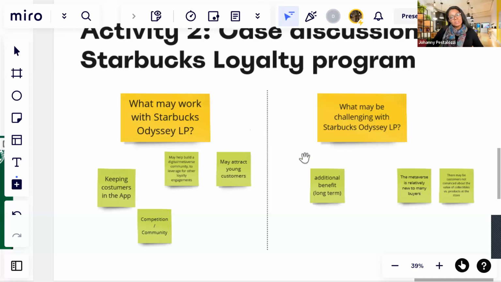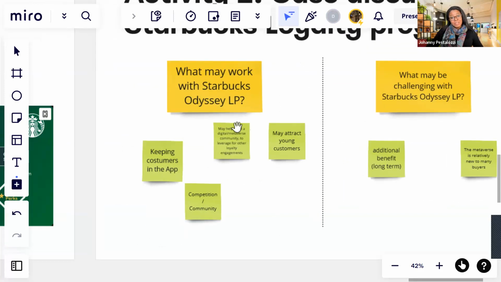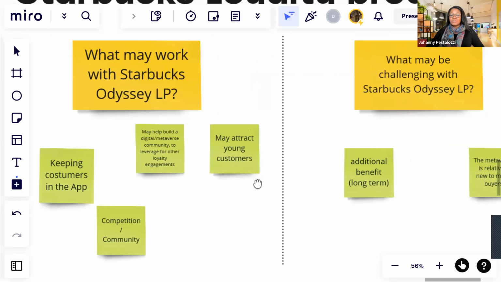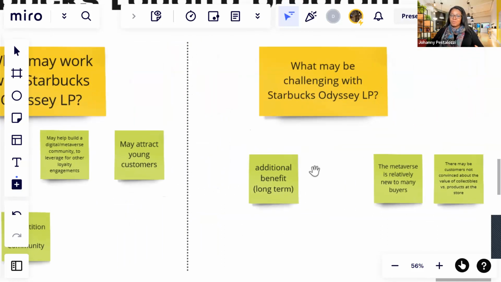Exactly. Very interesting. Perfect. Thanks a lot for that. I have very similar points as those you mentioned. I believe that this approach can help them build a digital or metaverse community, which can be leveraged for other loyalty engagements. And then it can also help attract young customers who are interested in this type of products.